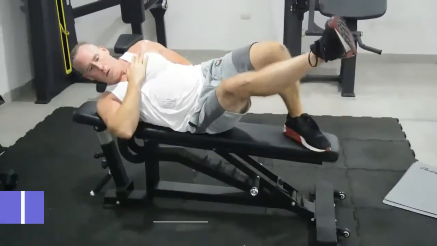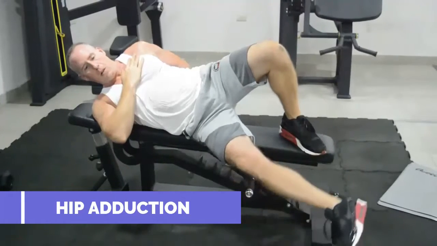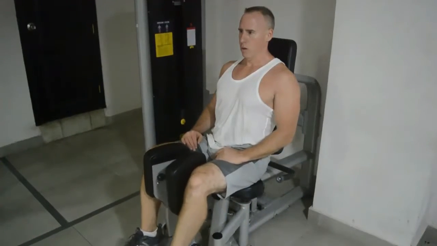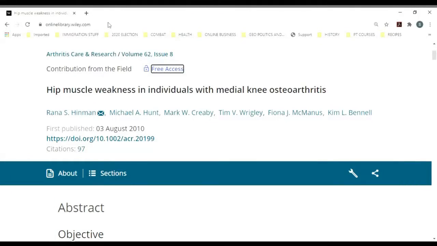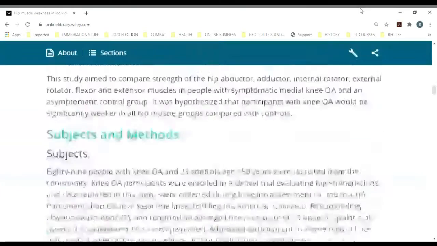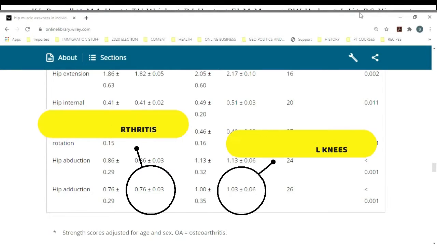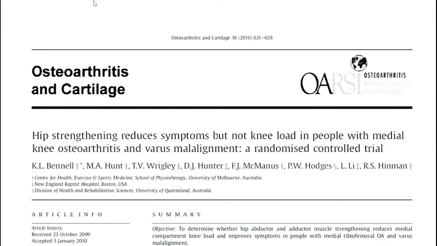Hip adduction is the act of pulling your entire leg inward toward midline using your inner thigh muscles. The best way to perform this is through the hip adductor machine. Research has shown that people with knee osteoarthritis tend to exhibit weakness in the hip adductor muscles, and that people with knee osteoarthritis can improve significantly with hip adductor strengthening.